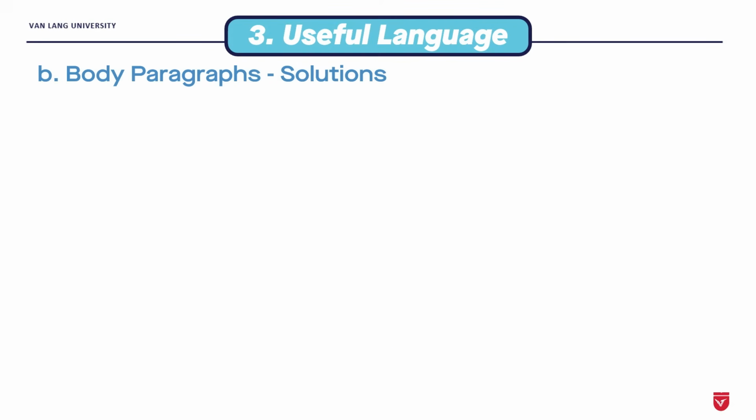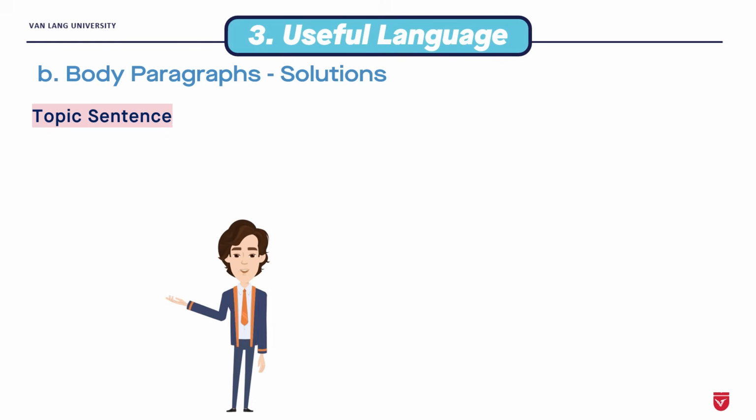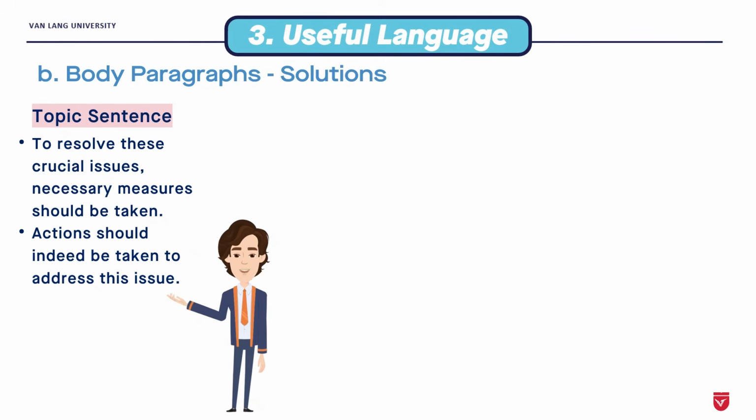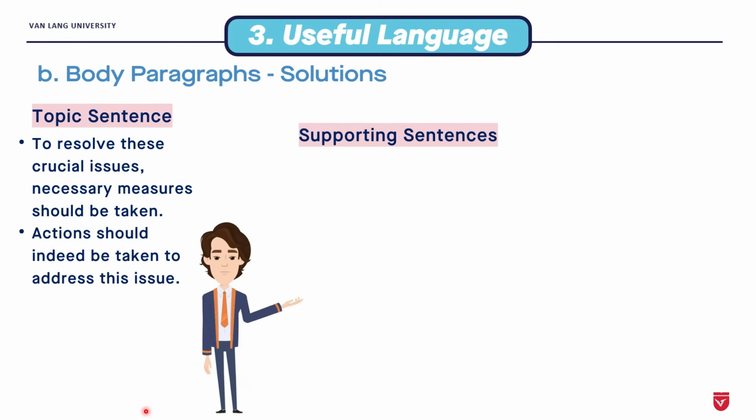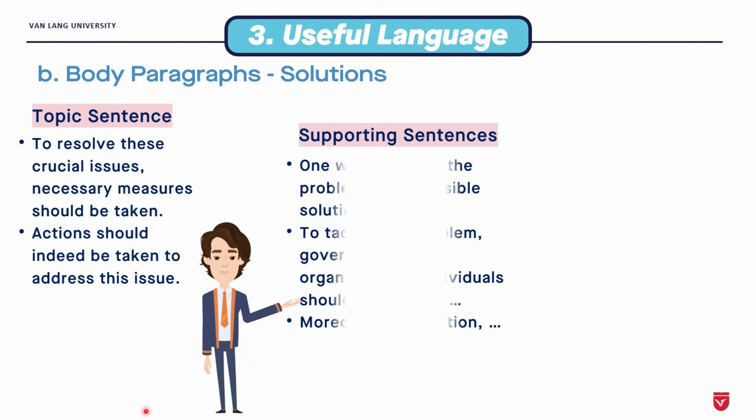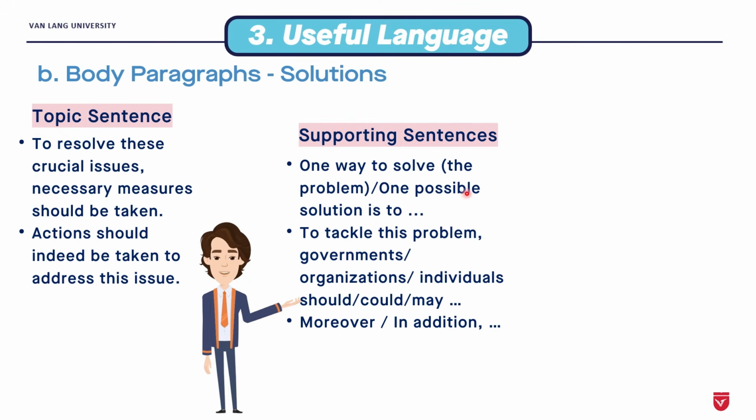We will have different language for the paragraph of solutions. The topic sentence can be one of these two sentences. To resolve these crucial issues, necessary measures should be taken, or actions should indeed be taken to address this issue. For supporting sentences, we have: one way to solve the problem, or one possible solution is. To tackle this problem, governments or organizations or individuals should or could or may. Moreover, or in addition.